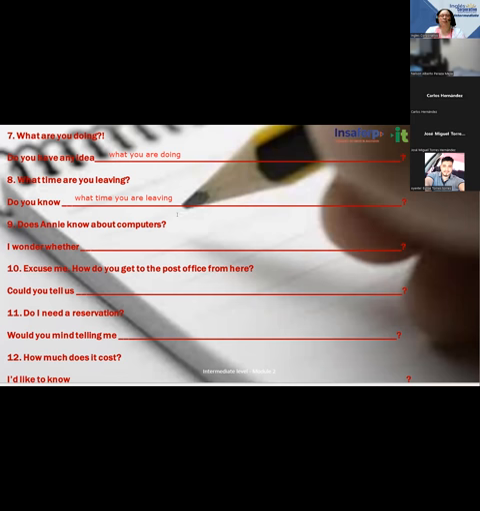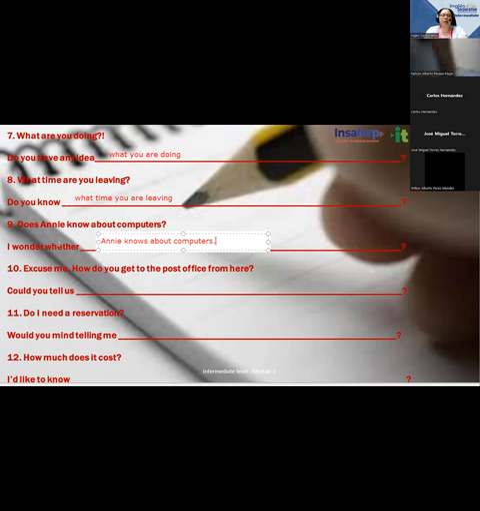I wonder whether or if. No podemos unir los dos, whether or if. Sorry. It means the same. I wonder whether, subject, Annie knows about computers. Yes. There you are, guys. So, aquí no lleva question mark. It doesn't take a question mark because it's an affirmative introductory phrase.